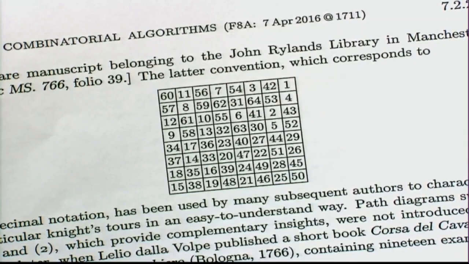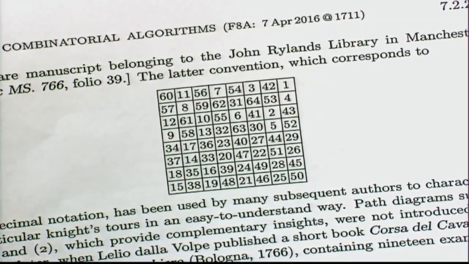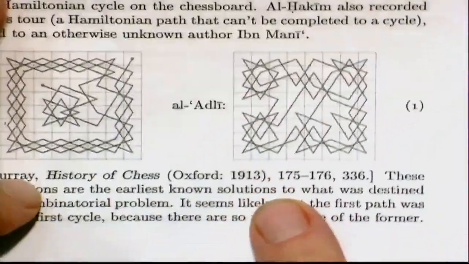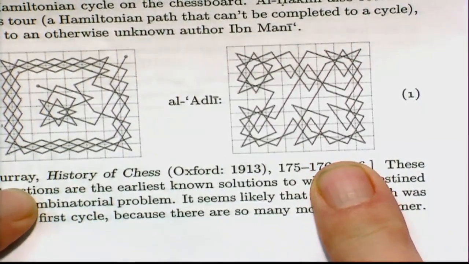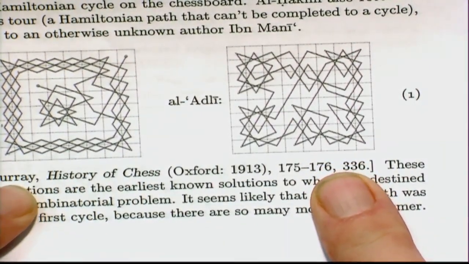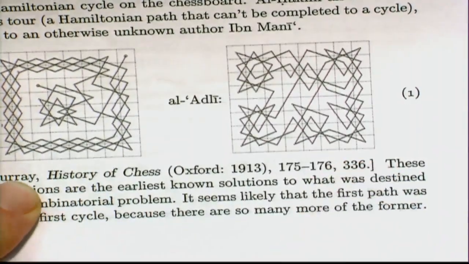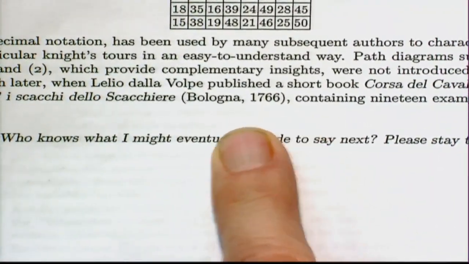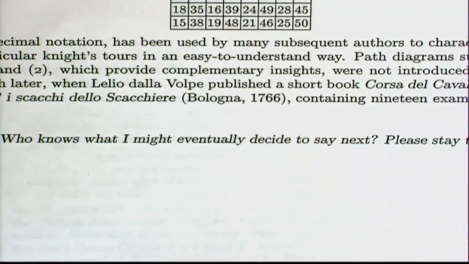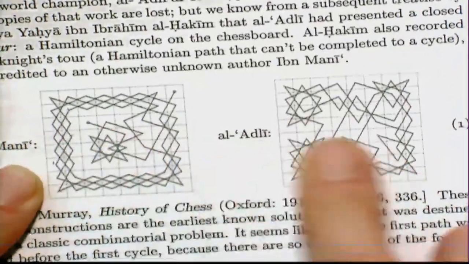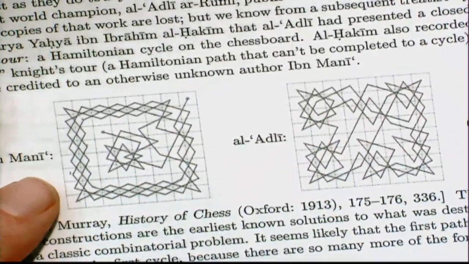Now, you might say, well, why didn't they draw a path picture like this? Why didn't they do one of these things? Well, that wasn't invented until, as far as anybody knows, the 1700s, about 1750. There's a book, 1766, in Italy, about chess. The first time a knight's tour was actually drawn in this kind of fashion.